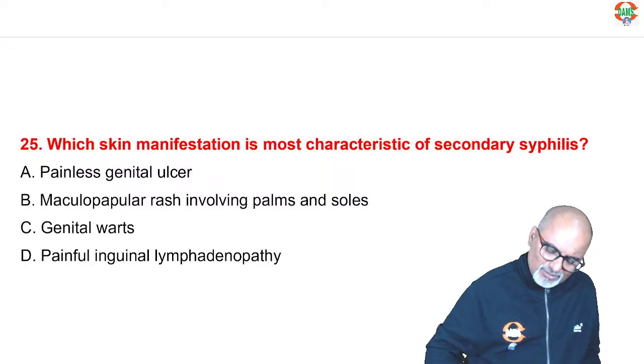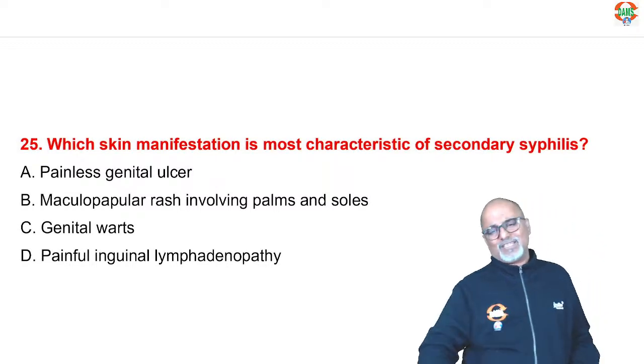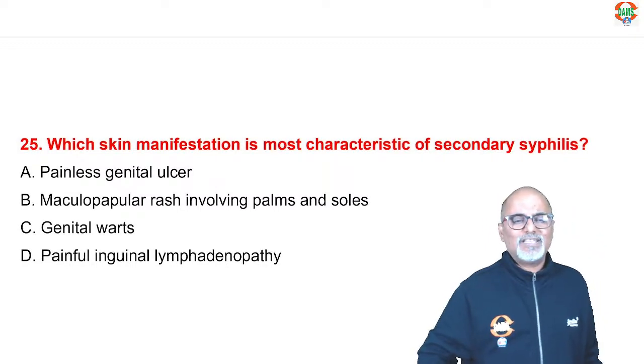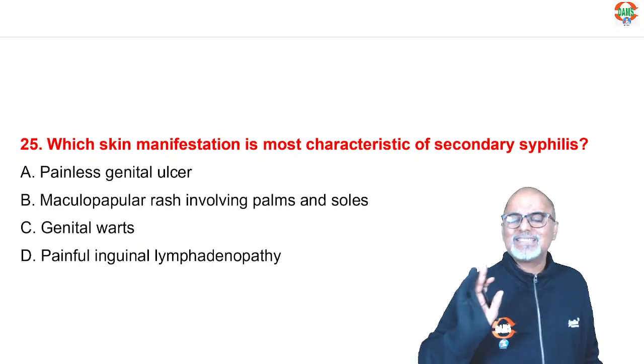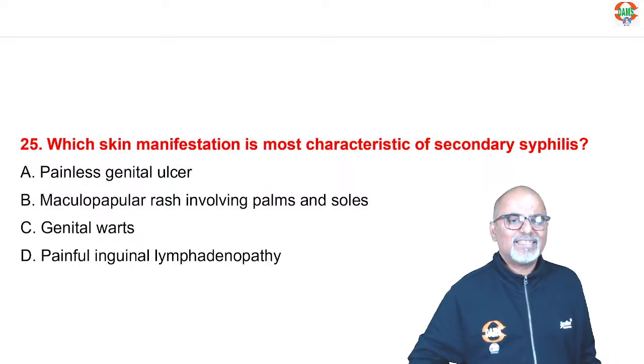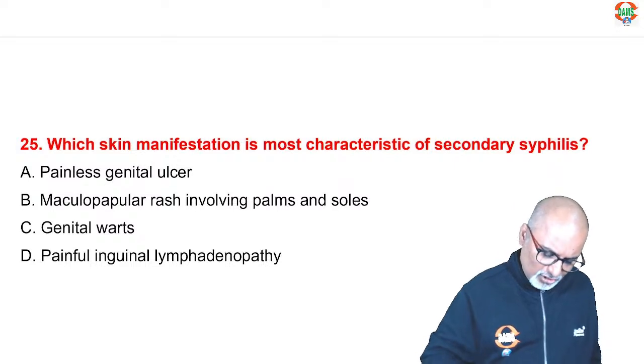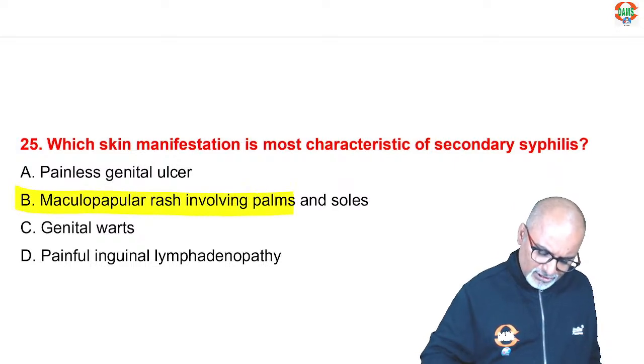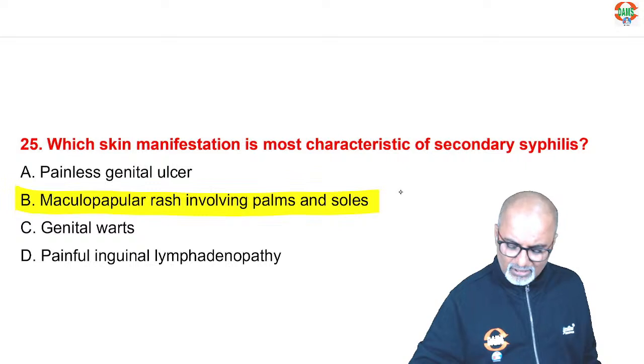Which skin manifestation is most characteristic for secondary syphilis? Please remember, syphilis primary is a painless ulcer, secondary is a rash. We call it condyloma lata, maculopapular rash involving palms and soles.